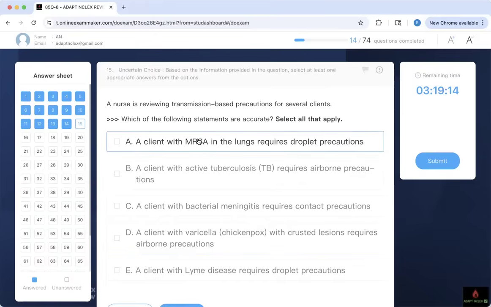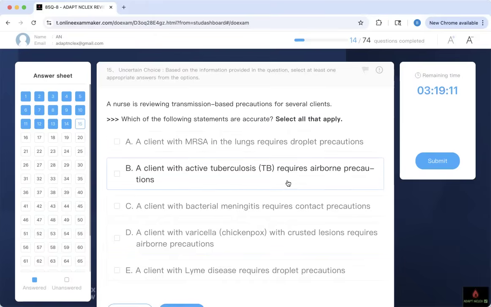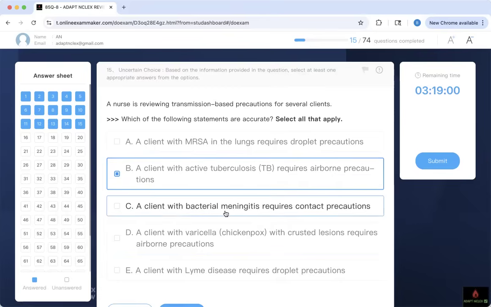MRSA in the lung, I told you it's a contact. It's not droplet. Wrong answer. Active TB is what? Airborne. I see airborne there. I'm going to pick you, right? That one, straightforward. Bacterial meningitis is the droplet. I see contact. I'll let it go.